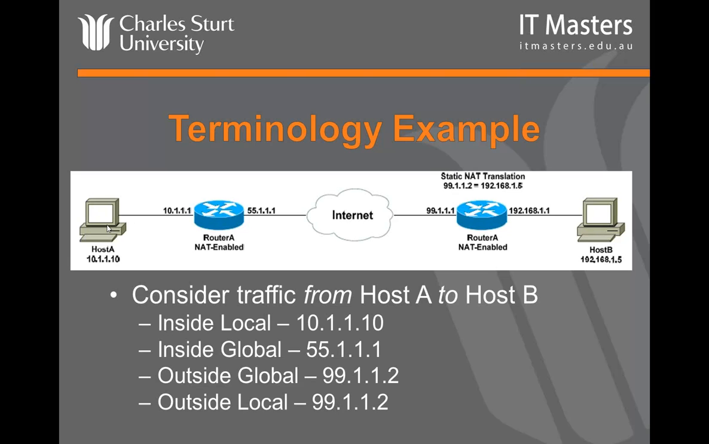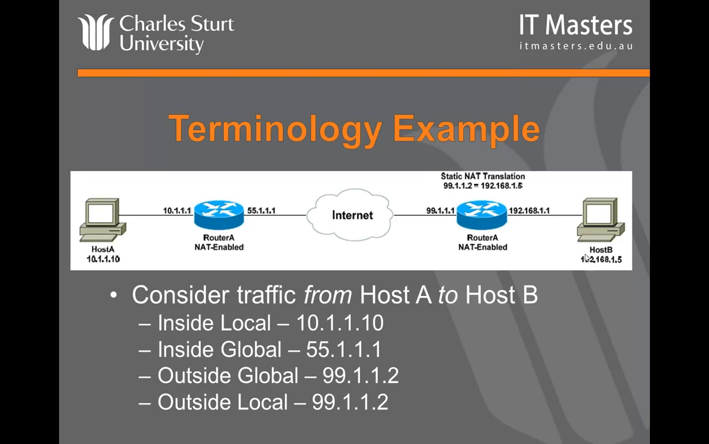So if we're considering traffic going from left to right in the diagram, inside local is the address of your host, your PC. Inside global is how your PC appears to the outside world. In this case it's a NAT-enabled router that's just overloading. Your outside global is the host that you're trying to get to across the internet, its global address that's available everywhere. And the outside local, in this case, is still the same IP address, 99.1.1.2, because it's an internet accessible host.